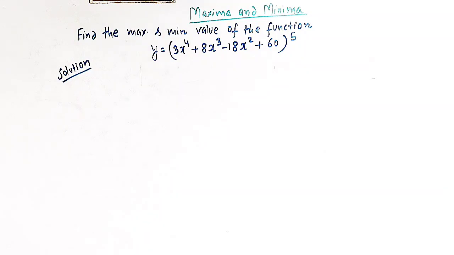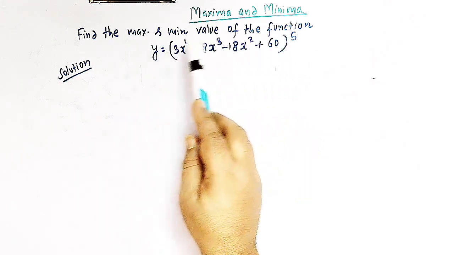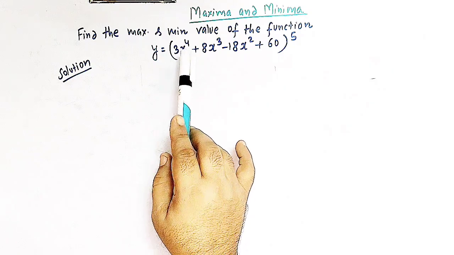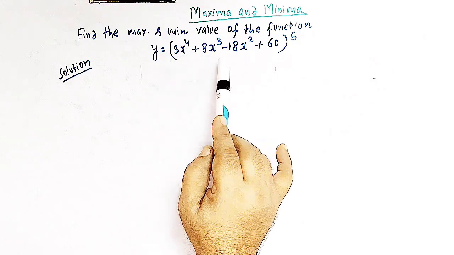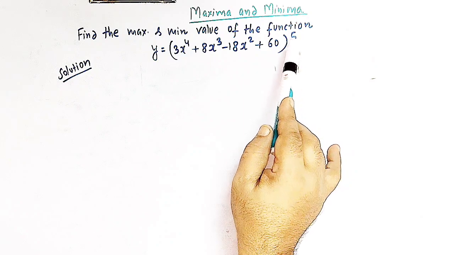Hello viewers, in today's session we are going to discuss another important problem from maxima and minima. So here we have to find out the maximum and minimum value of this function, that is y is equal to (3x^4 + 8x^3 - 18x^2 + 60)^5, right?